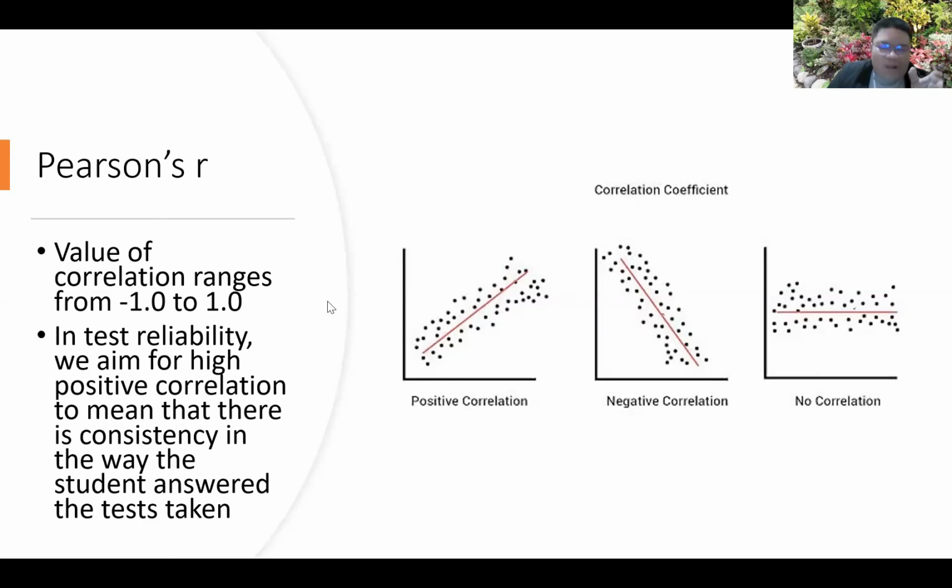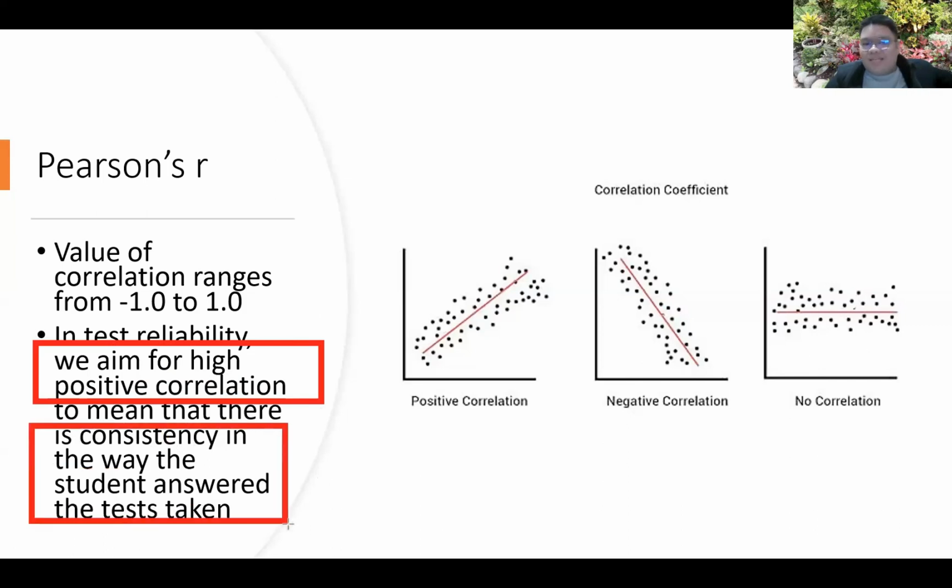Okay? So that's why in test-retest reliability, we are happy. It is our goal that there should be a positive correlation between the two variables. Now, if you will read the next bullet there, it says, in test reliability, we aim for high positive correlation to mean that there is consistency in the way the student answers the test taken.